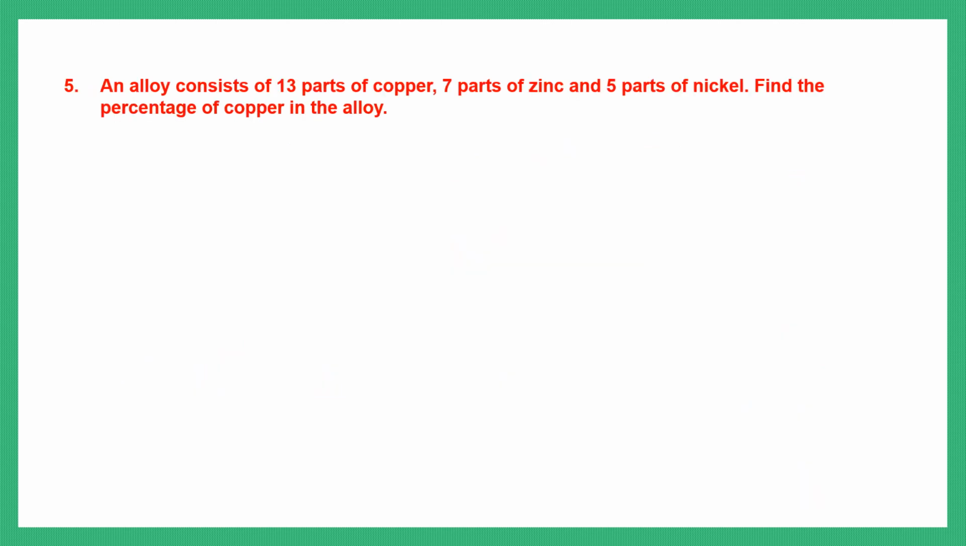Question 5. An alloy consists of 13 parts of copper, 7 parts of zinc and 5 parts of nickel. Find the percentage of copper in the alloy, only the percentage of copper. Now we need to know the total parts first, isn't it? So the sum of all the parts, that means 13 parts of copper plus 7 parts of zinc plus 5 parts of nickel. Let's add this up. 13 plus 7 is 20. 20 plus 5 is 25.